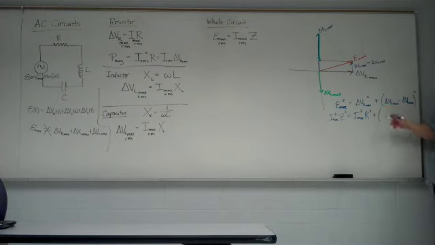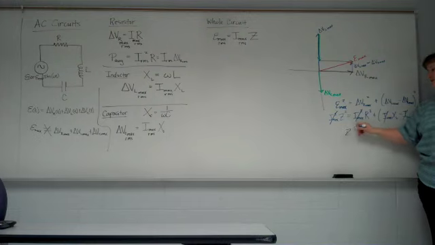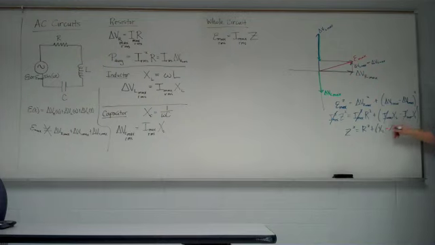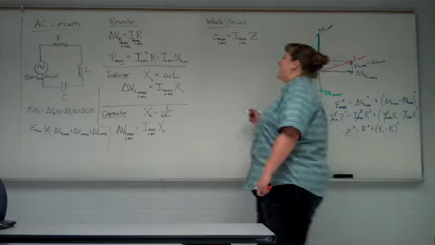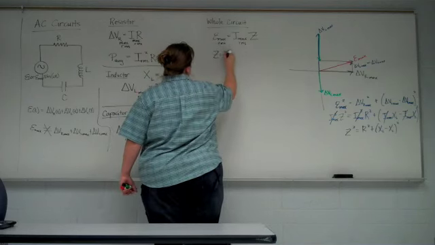Voltage drop across the inductor is Imax times X sub L. Voltage drop across the capacitor is Imax X sub C. That quantity needs to be squared. This term we could factor out the Imax squared. So the Imax actually cancels. And we find that Z squared is equal to R squared plus the quantity of XL minus XC squared. That is our overall impedance of our circuit.